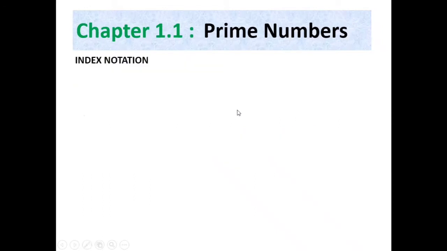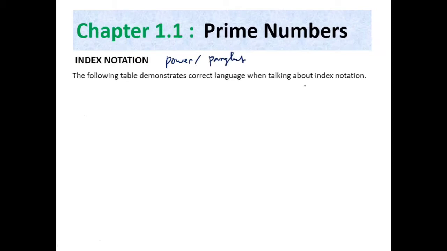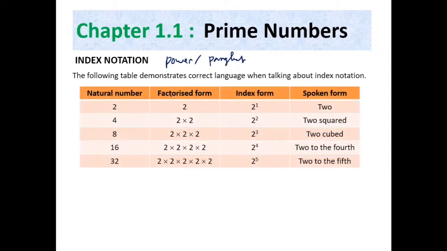Now we learn about the index notation. What is index? Index means power, or in Indonesia, we learn pangkat. Okay, let's see. 2 is 2 itself, so 2 to the power of 1, or 2 power 1. For 2 times 2, 2 squared, this is the spoken form, or 2 to the power of 2. Then 8 is 2 to the power of 3, 2 to the power of 4, 2 to the power of 5. Or you can just read 2 squared, 2 cubed, 2 to the fourth.